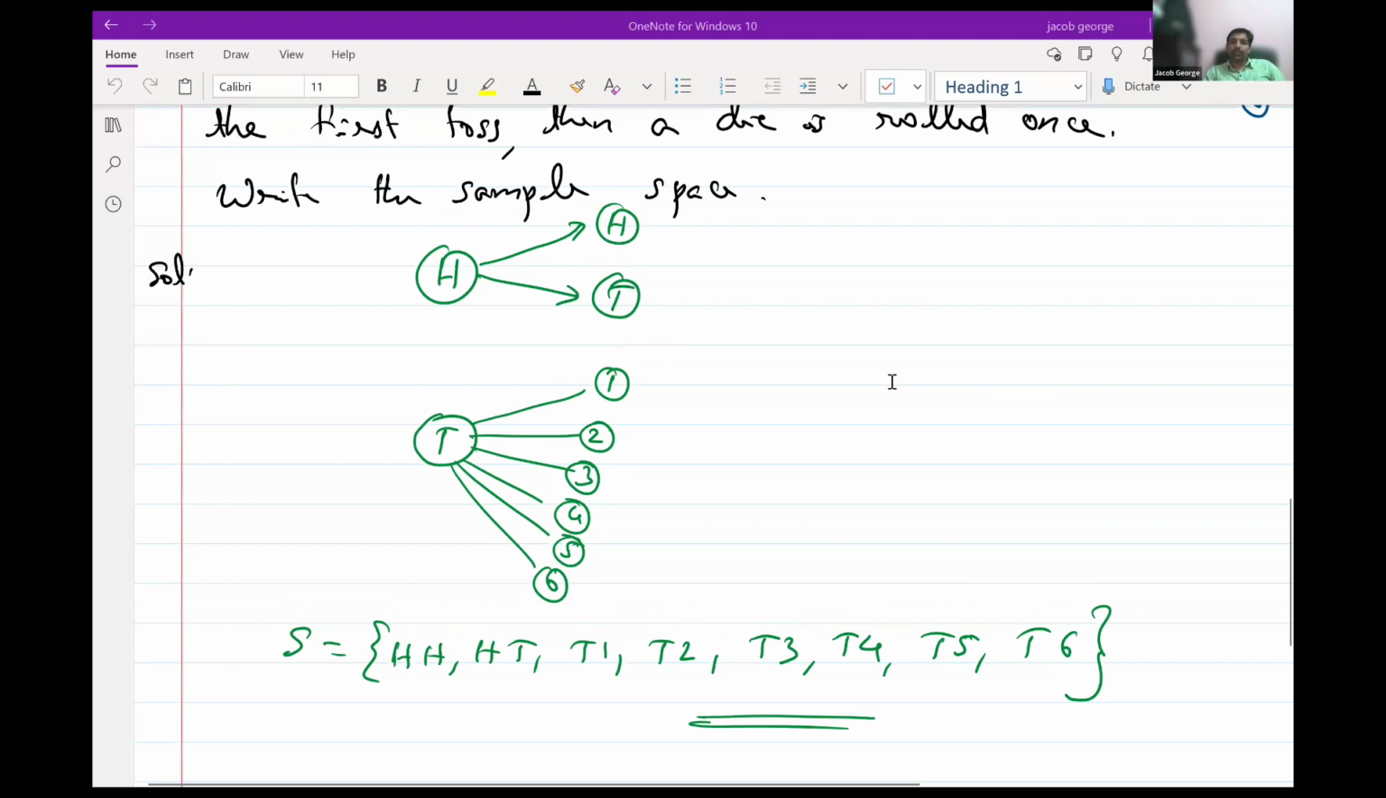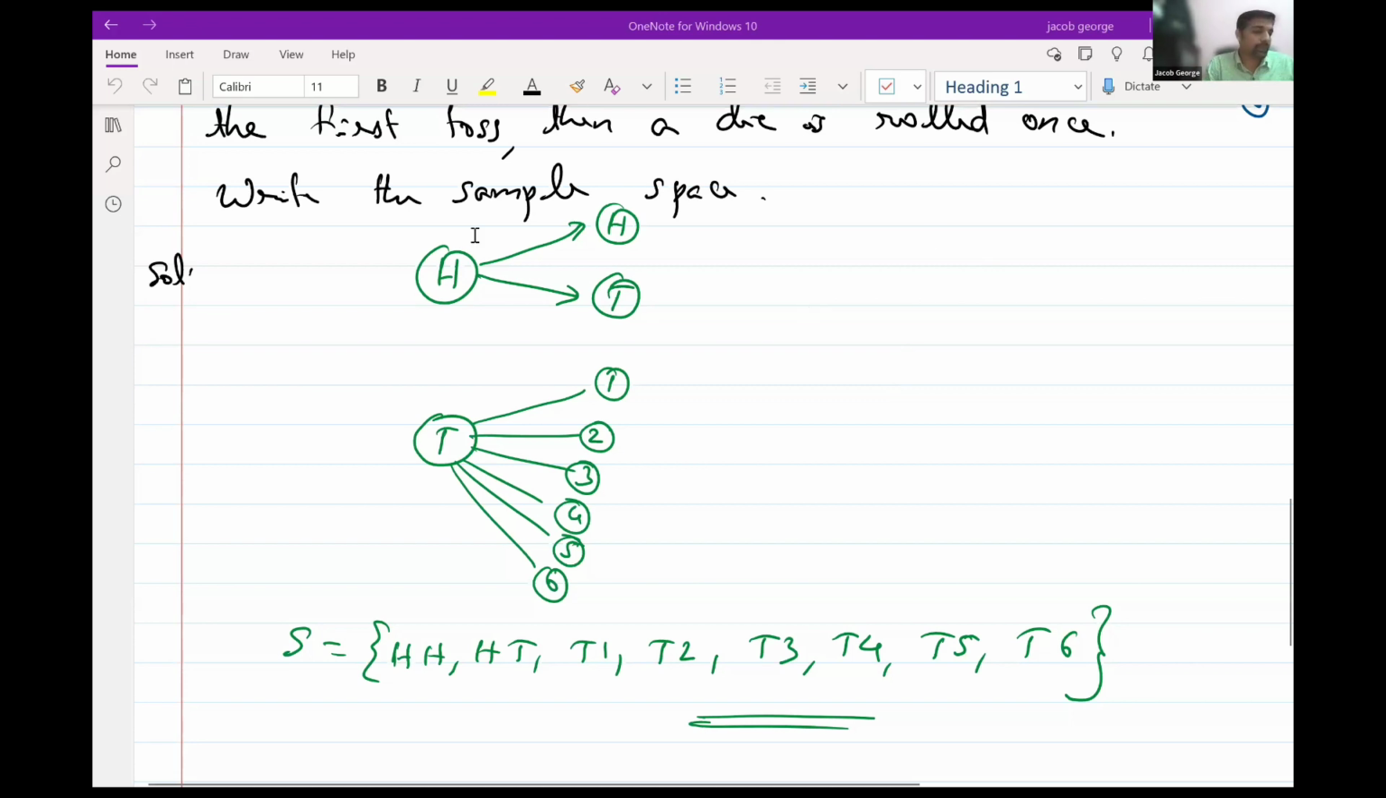So the clear knowledge of sample space will help you to write the total number of outcomes. All of you know the formula for finding probability. Probability of an event is number of favorable outcomes by total number of outcomes. Favorable outcomes will be the number of elements from the event.